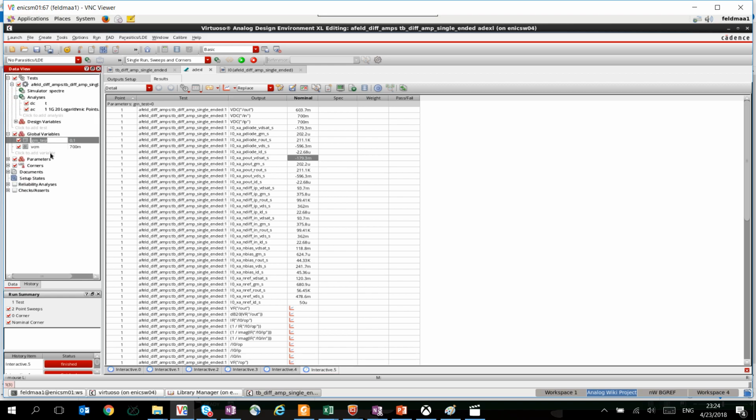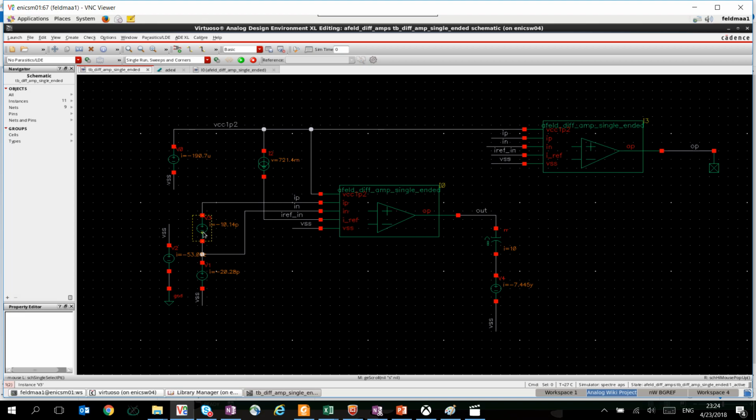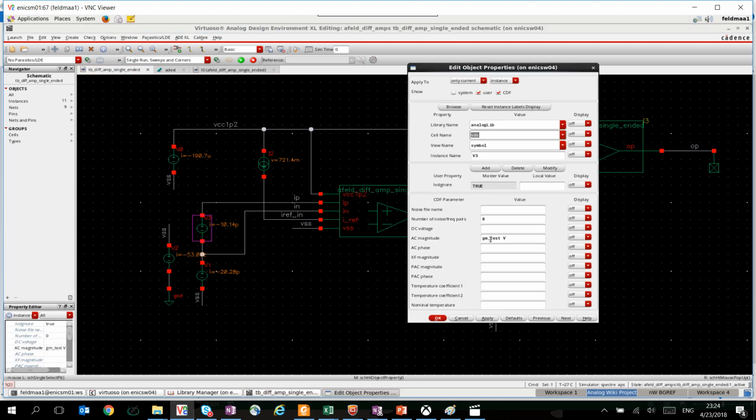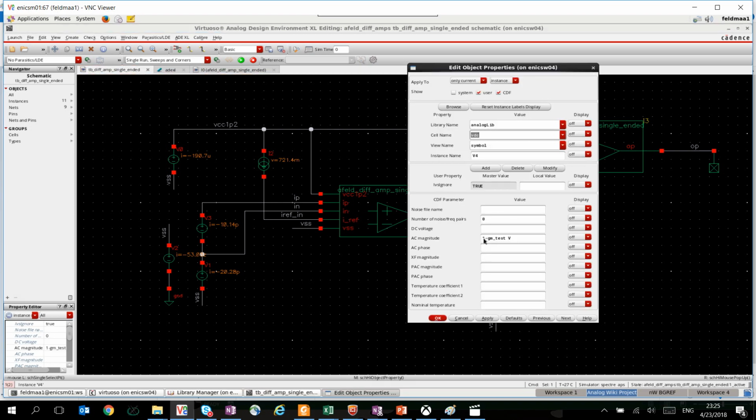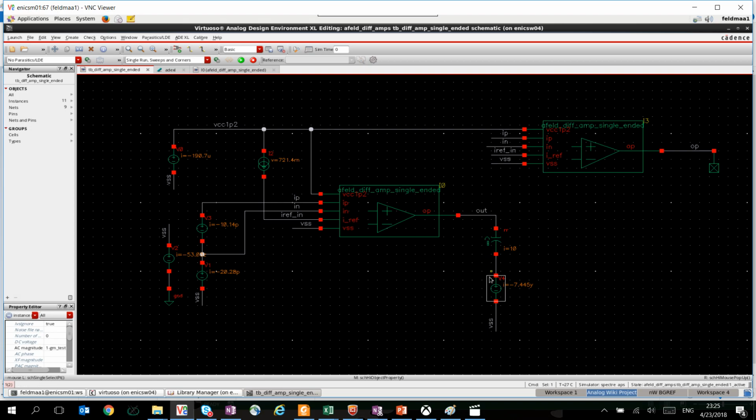The GM test that you've seen inside the AC sources, we had one here, which is GM test, and one here, which is one minus GM test. So when I'm going to run my GM test, the right side is not going to apply any AC voltage, and my GM test is 0. So the left side is not going to apply any AC voltage. This way, it's very easy to control the test bench.